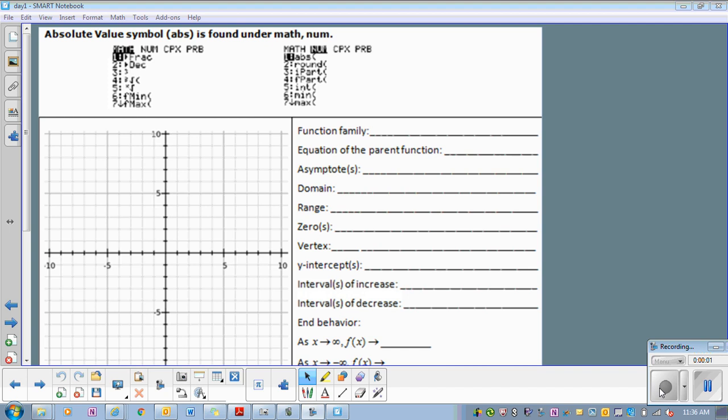Talk about absolute value today. Okay, let's start with the graph. First of all, the absolute value symbol, ABS, is found under math number.